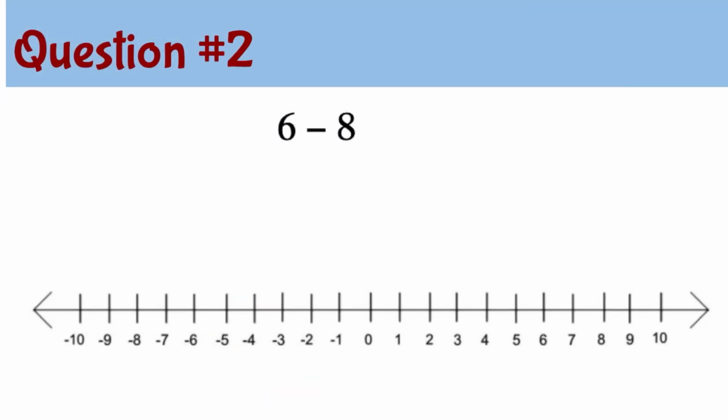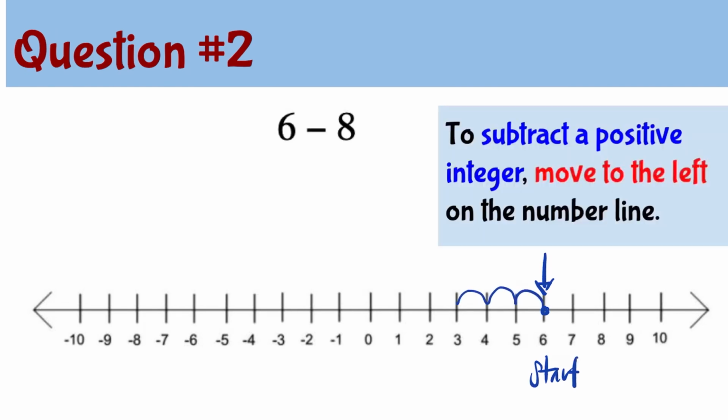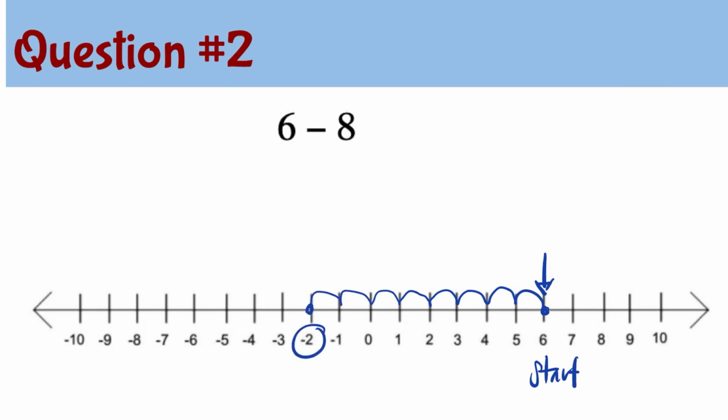Question number 2. 6 minus 8. For this question, our starting point is at +6. And from this +6, we're subtracting 8. Are we moving 8 units left or 8 units to the right? 8 units left. So we have 1, 2, 3, 4, 5, 6, 7, 8. So this means that the answer for this question is -2.